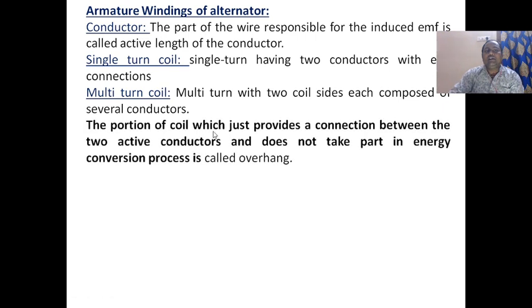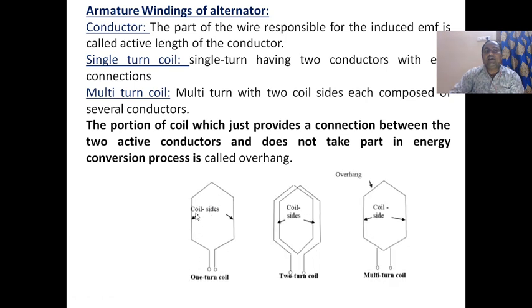The portion of the coil which just provides a connection between the two active conductors and does not take part in the energy conversion process is called overhang. So these are the coil sides. This is a 1 turn coil. This is a 2 turn coil. These are the coil sides. This is the overhang portion. So what is the overhang portion? The portion of the coil which just provides a connection between the two active conductors and does not take part in energy conversion is called overhang.